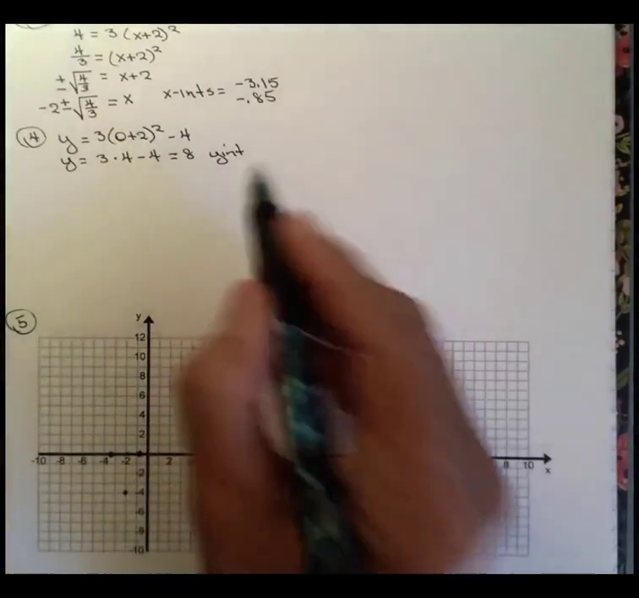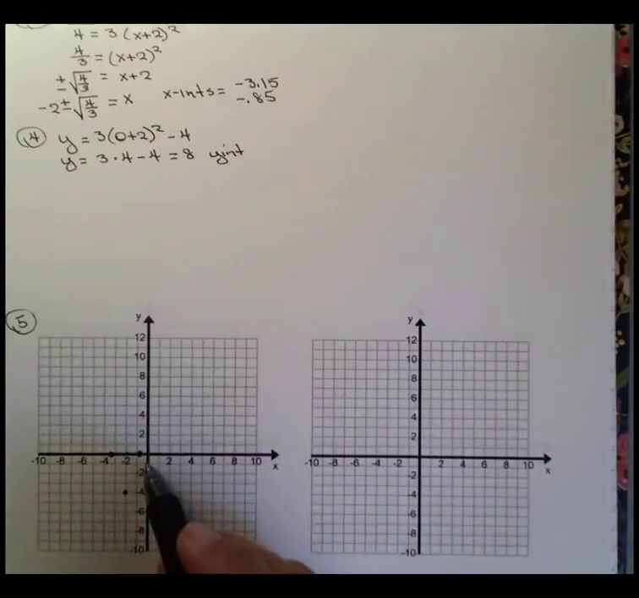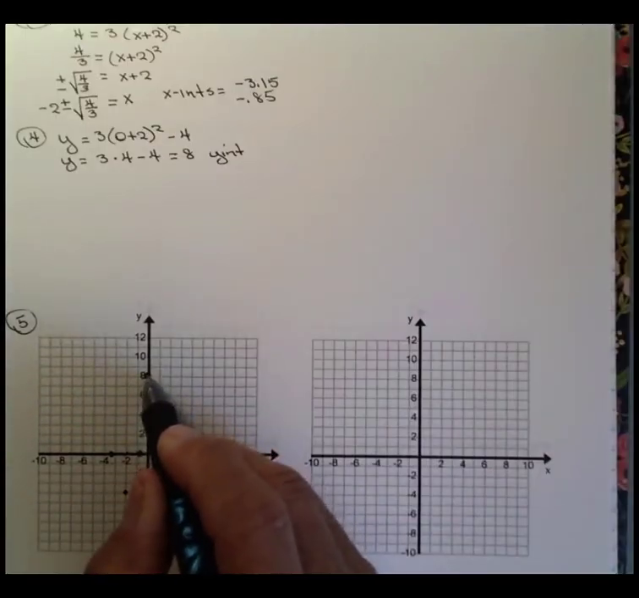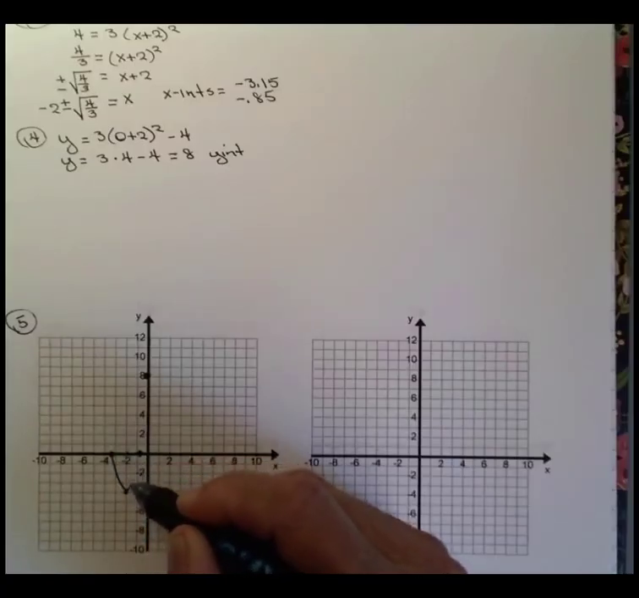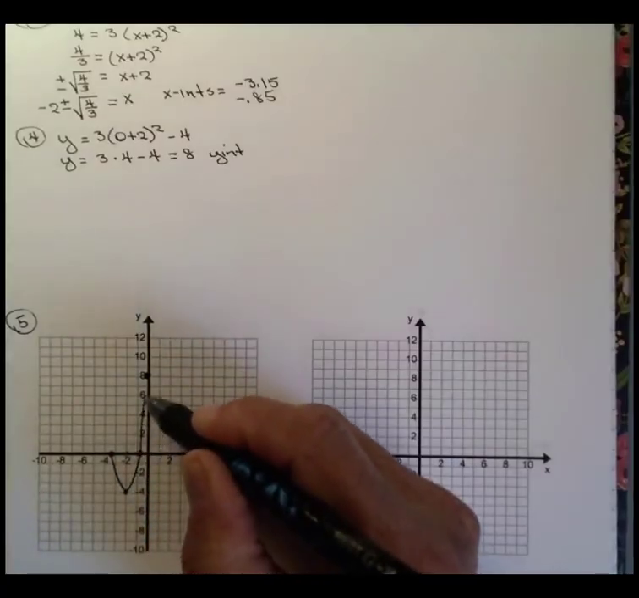And the other thing that'll help me is where's the y-intercept? Well, y was equal to 8. So this is the y-intercept. So I can sort of say this is my bowl shape. Kind of is a really narrow and tall bowl, isn't it?